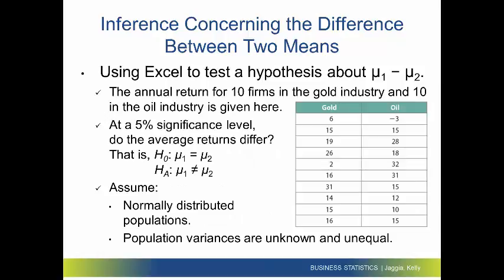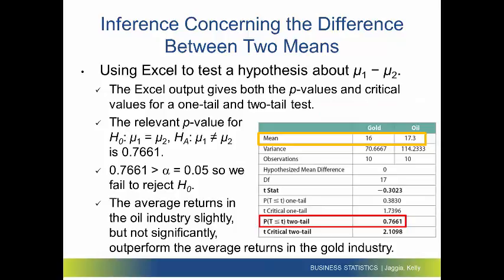Now I want to show you some Excel output, as this unit is more focused on interpretation and decisions than tedious calculations. Here is an example of 10 firms in the gold industry and 10 in the oil industry. We may be interested in whether the average returns differ. The hypotheses are presented on the slide together with the data. We will assume the distributions are normal and the variance is unknown and unequal. Here is the Excel output.